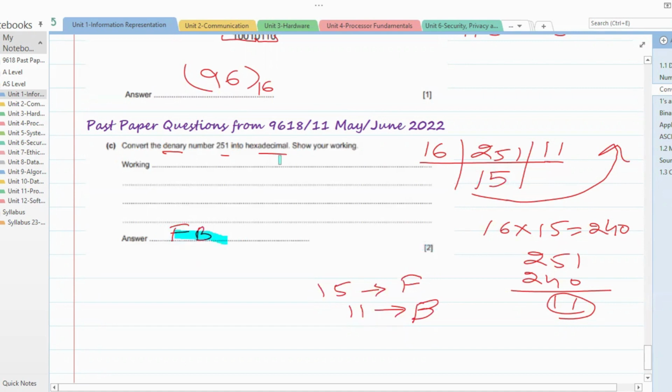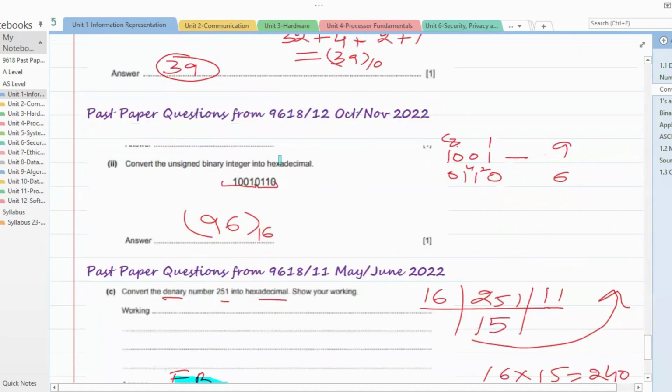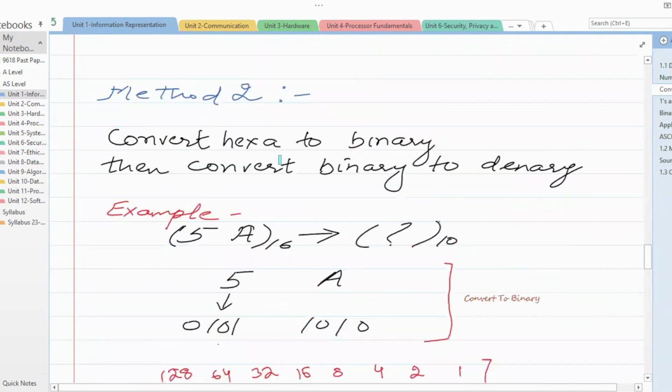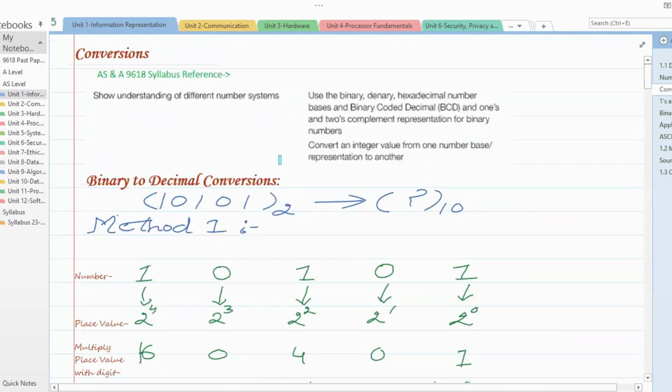Okay, so that's it. In today's session, we have covered conversion from denary to hexa and hexa to denary. With this, this topic is also covered. In upcoming sessions, we'll learn about BCD and 1s and 2s complement representation. These are the topics which are left from this syllabus reference snapshot.